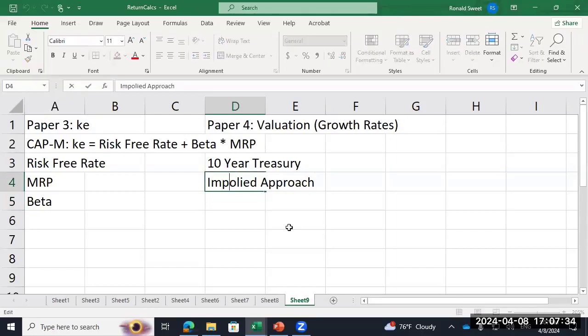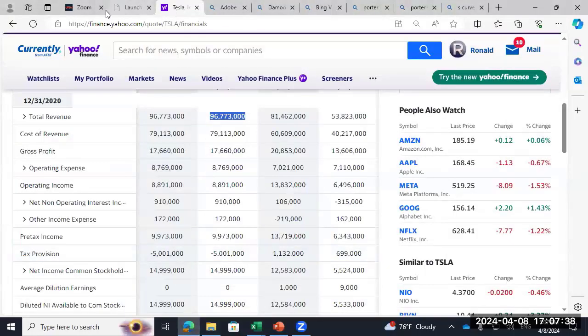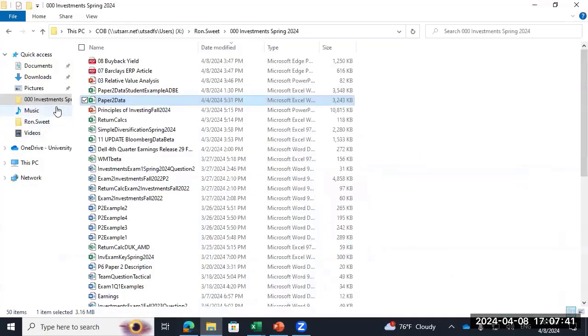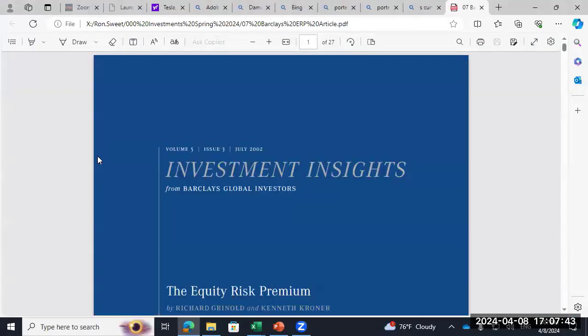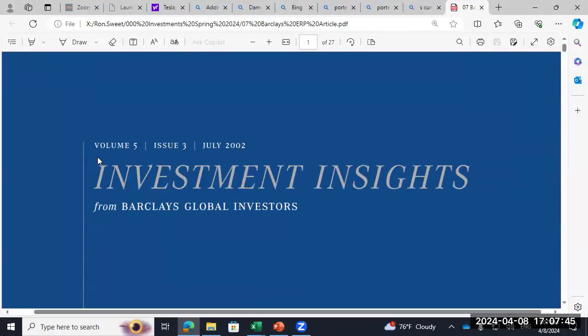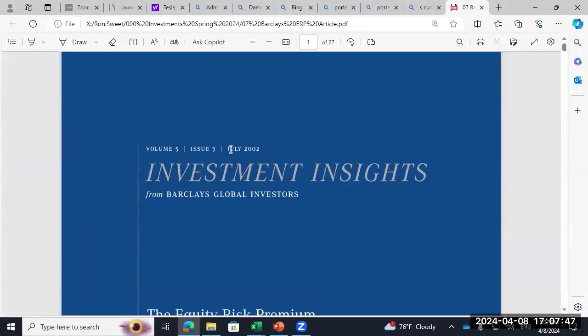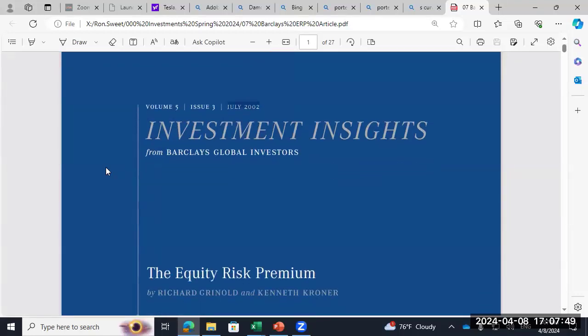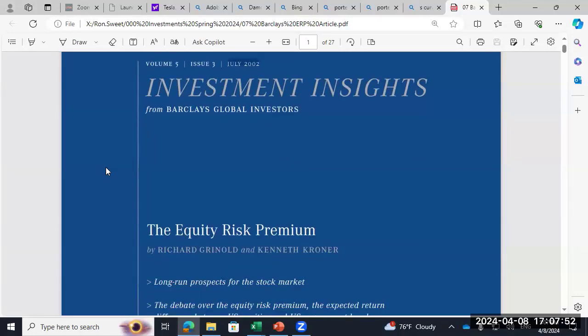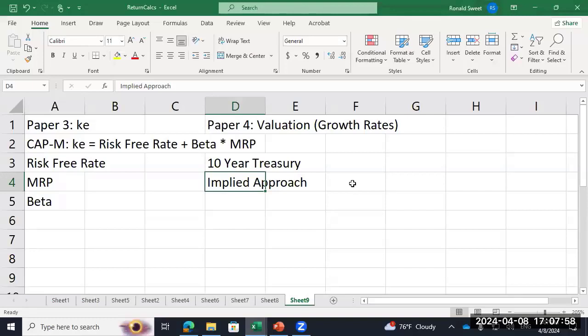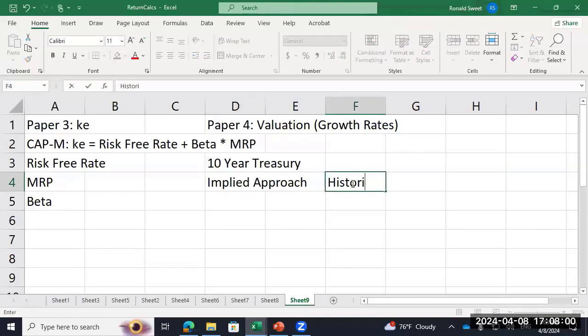The most popular approach. I gave you an article. You don't necessarily have to read it, but I did give you one. It's the most famous article on this, written over a decade ago, 2 decades ago. They changed the world. Before they wrote this article, the most common approach was the historical approach. That's good old Dr. Ibbotson.